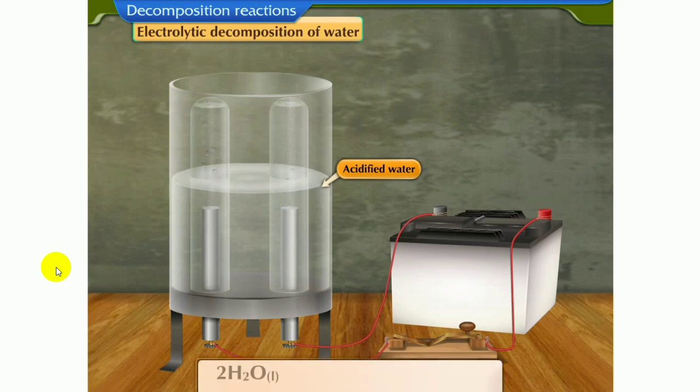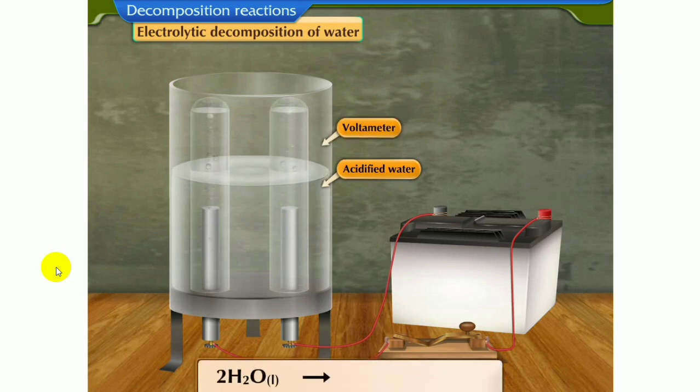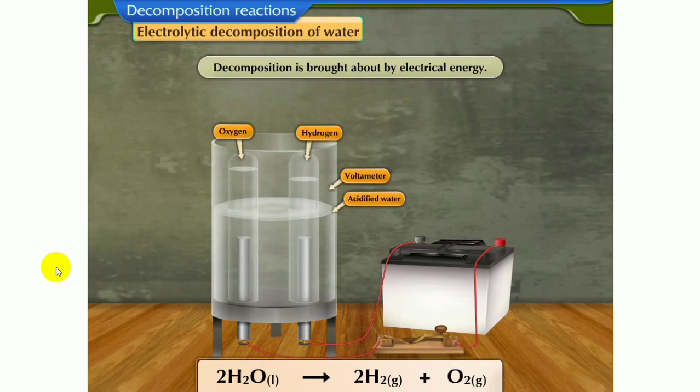Electrolytic decomposition of water. Take acidified water in a voltameter. Pass electric current through it. Water splits or decomposes into hydrogen and oxygen. This decomposition is brought about by electrical energy. Hence, this reaction is known as electrolytic decomposition or electrolysis. Water can be decomposed into hydrogen and oxygen by the process of electrolytic decomposition.